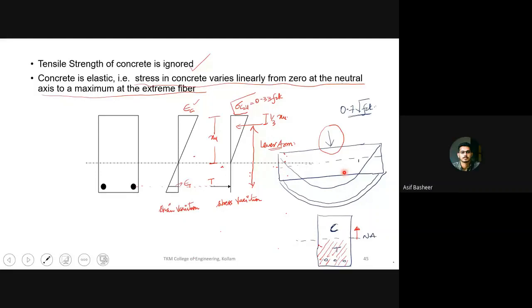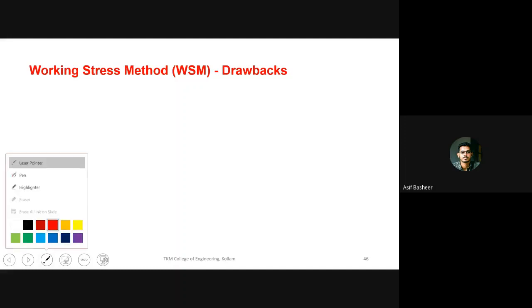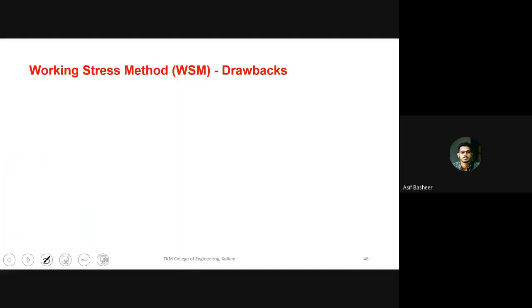We'll move on to the next one, that is your drawbacks in the working stress method. Now, I think I have discussed almost all the drawbacks in the working stress method, but still I'll go through them one by one. The first one: the concrete is not elastic, and inelastic behavior starts at the beginning itself. That is, when you draw the stress strain curve for concrete, at the starting itself, it is not elastic. That is, it's not obeying Hooke's law. We'll discuss this later.